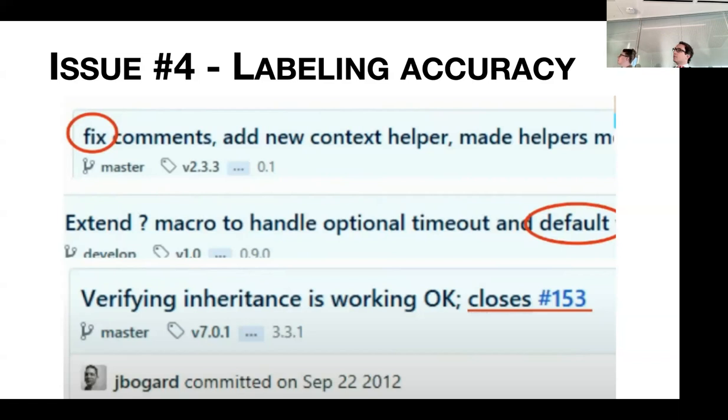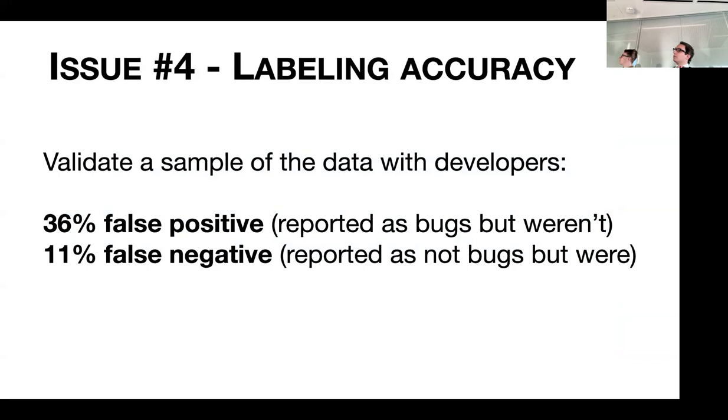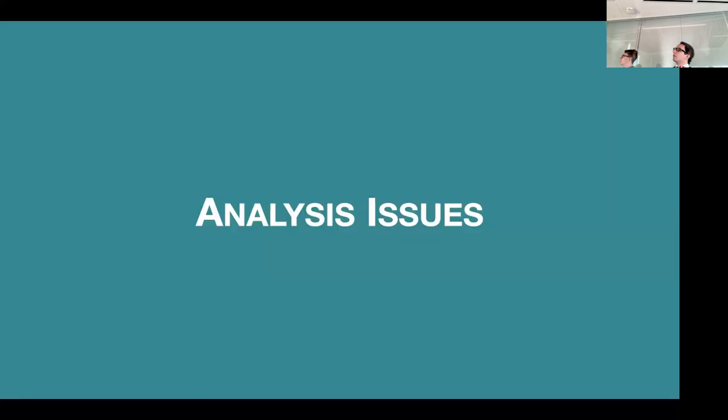To get some sense of how much noise there was in the data, in the replication they validated a sample of the labeled data from the original paper with real developers. I think it was like 400 something commits, and they found a 36% false positive rate. That means 36% of the commits that were labeled as bugs weren't actually bugs. And there was also an 11% false negative rate. So some were reported as not bugs, but were bugs. So that's the fourth issue. And this is what they had on the data.